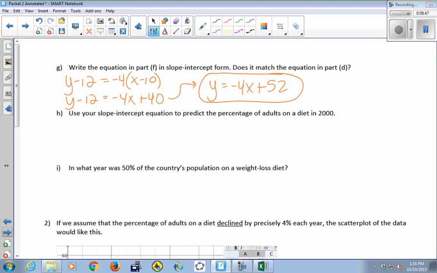Okay, use your slope-intercept equation, that's y equals -4x plus 52, to predict the percentage of adults on a diet in the year 2000. So first, is years x or y?